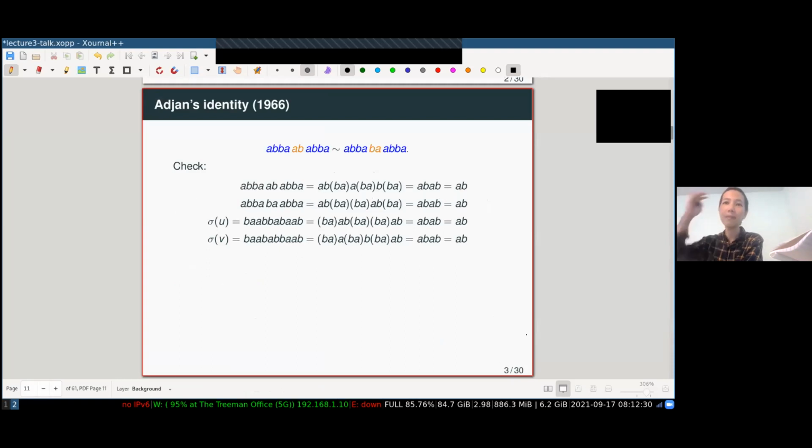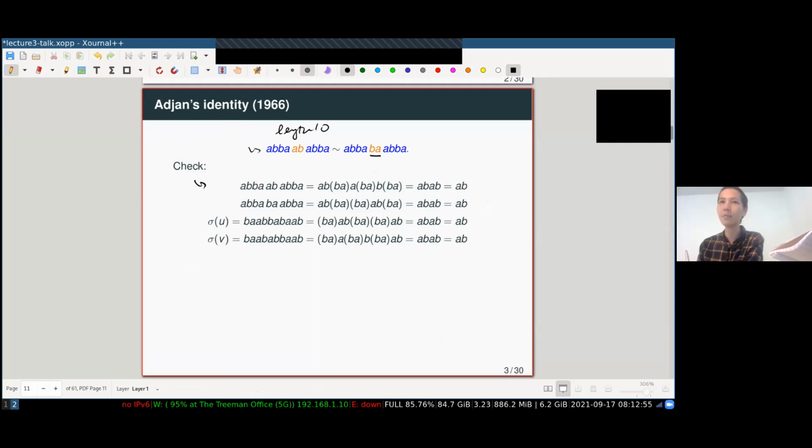Okay. So it turns out here's an identity. This is an identity of length 10. It's ABBA, AB, ABBA. This turns out to be equivalent to ABBA, BA, ABBA. We can do a manual check: they both have length 10.